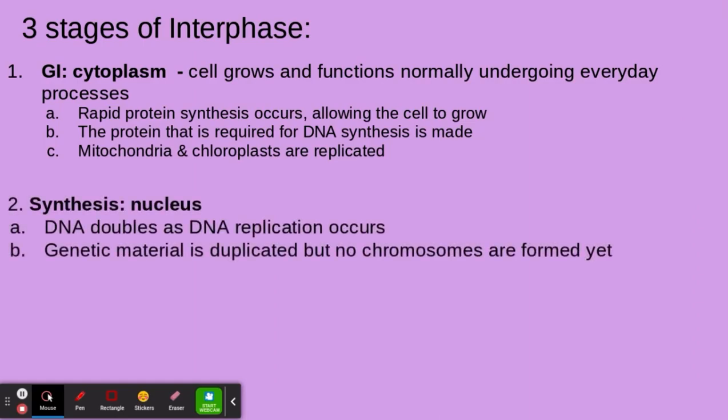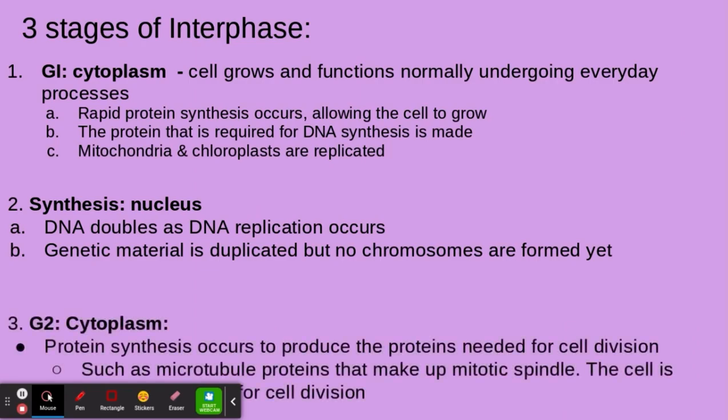Next is the synthesis stage, which happens in the nucleus. This is where the DNA doubles as DNA replication occurs, and the genetic material is duplicated, but no chromosomes are formed yet. And then the last stage of interphase is G2, which happens in the cytoplasm. In G2, protein synthesis occurs to produce the proteins needed for cell division. An example of this is microtubule proteins that make up the spindles. So the cell is actively preparing for cell division.